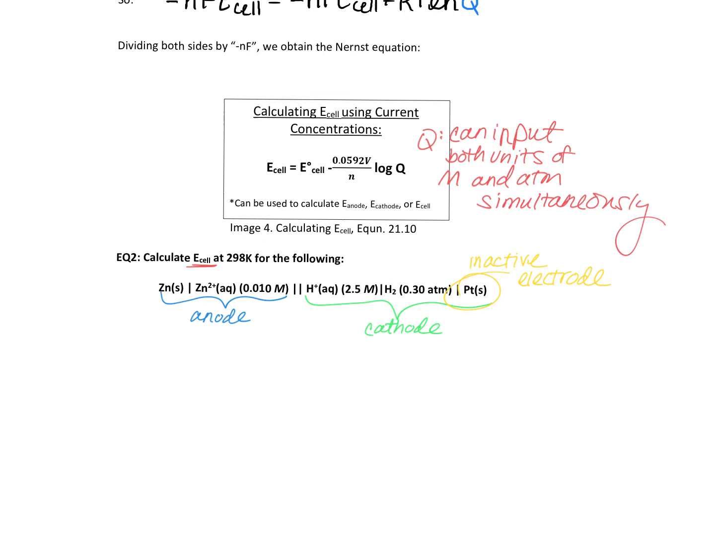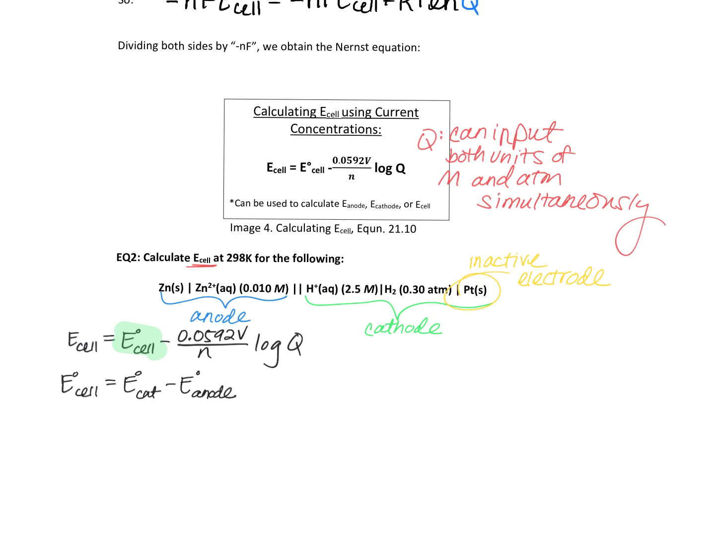Okay, so the first thing that we should do is write out the equation that we're going to be using to solve for E cell. Let's do black. So E cell not at standard state means we need E cell at standard state minus 0.0592 volt over n times log of Q. The first and easiest thing to find would be E cell at standard state. If you remember, E cell at standard state is equal to E cathode minus E anode.